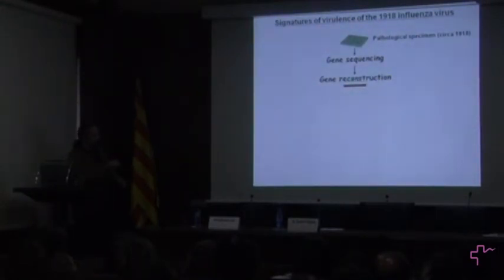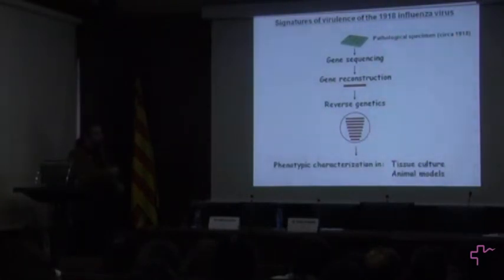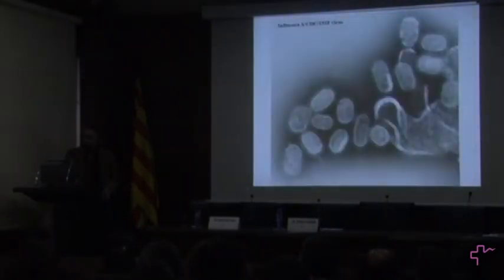reconstruct the genes using DNA synthesis, and using reverse genetics from plasmid DNA, recover infectious viruses corresponding to the genome of the 1918 virus, and then study this virus in tissue culture and animal models, looking for something peculiar about this virus that makes it more virulent. Obviously we do that under high biocontainment, and we have been doing that in collaboration with the CDC in the United States.